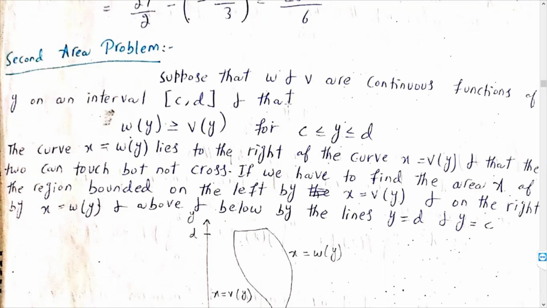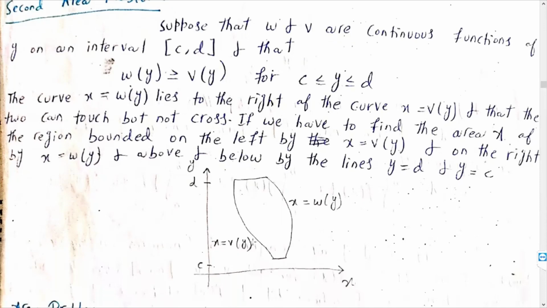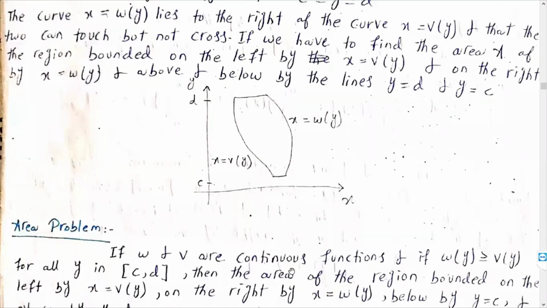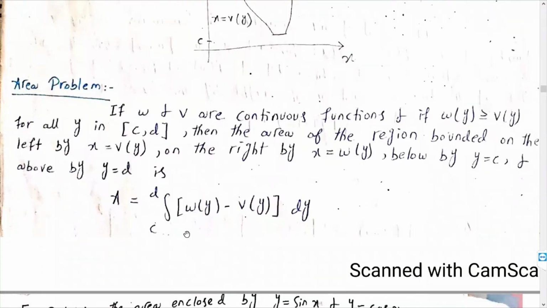So suppose that w and v are continuous functions of y on a closed interval c to d, and the right function is greater than or equal to the left function for the closed interval. The curve x equals w of y lies to the right of the curve, it's on the right and this is on the left. Then how can you find the area between the two curves, as they are bounded by the lines y equals d and y equals c? You can find the area between the curves as right function minus left function integrated over the interval c to d.